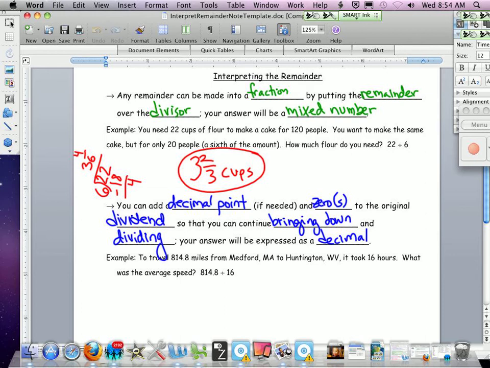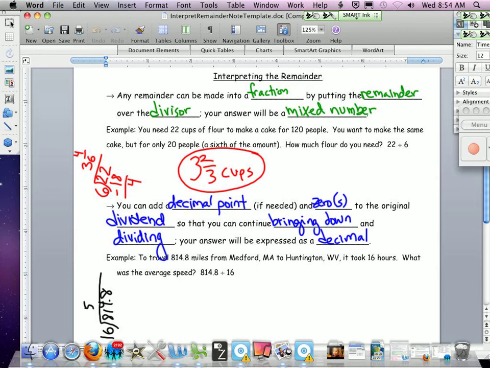So for the average speed, we're going to divide by 16, and you're going to want to leave yourself lots of room for tacking on extra zeros. Because there is a decimal in the dividend, I need to come up with a decimal answer in the end. Also, if you ever thought about your odometer on the car, it's ticking up by decimals, by tenths usually. So 16 does not go into 8, but it goes into 81 5 times.